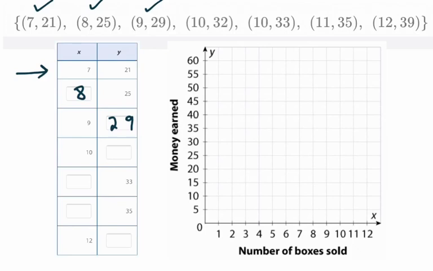After that, we've got a 10, 32, so let's throw in a 32 right there. Another 10, this one has a 10 and a 33, so 10 is going to be our x value here. And then we've got 11, 35, so we're going to have an 11 as an x value on that 35. And finally, the last one, 12. 12 is going to have a y value of 39.